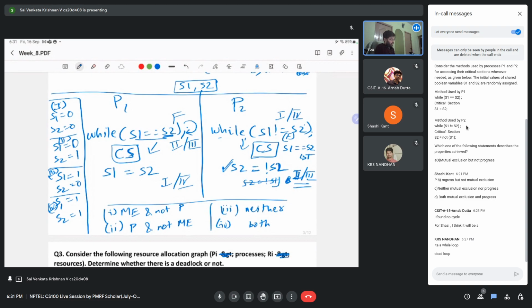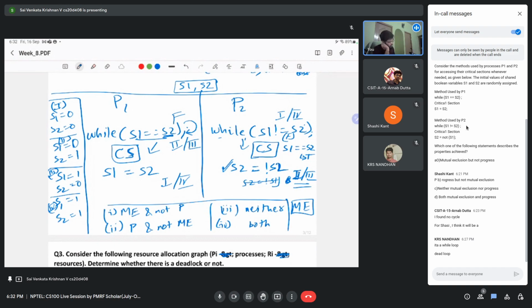So mutual exclusion is for sure guaranteed because these two conditions are opposite to each other. Either of these can only be true at any given time. Both of these cannot be true, so mutual exclusion is guaranteed.